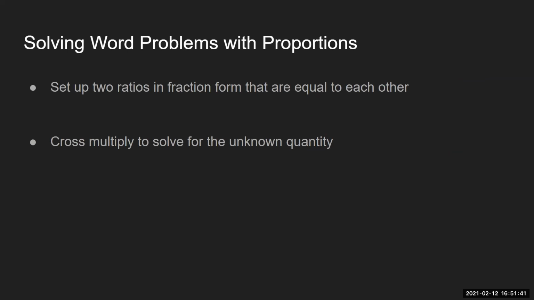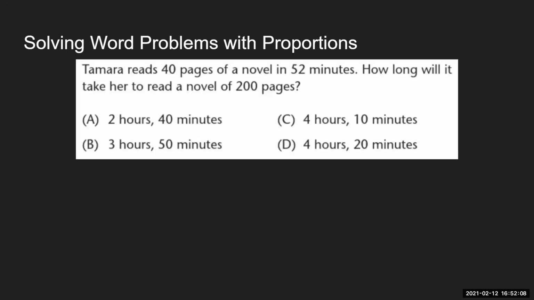So then another type of word problem that you might see, you can solve with proportions. So proportions are where you can set up two ratios in fraction form that are equal to each other. And that's when you're going to use cross multiplication to solve for the unknown quantity. So again, if you took quantitative reasoning, you did a little bit with ratios and proportions. There is a chance you're going to see a problem or two that can be solved this way.